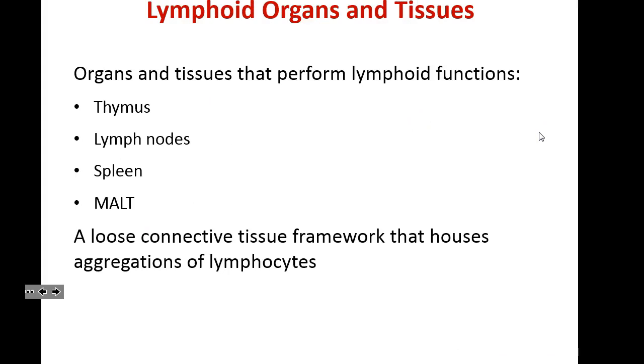All right, our lymph organs and tissues. So what are they? Organs and tissues that perform lymphoid functions: the thymus, lymph node, spleen, and MALT. TLSM: Thymus, lymph node, spleen, and MALT. A loose connective tissue framework that houses aggregations of lymphocytes.